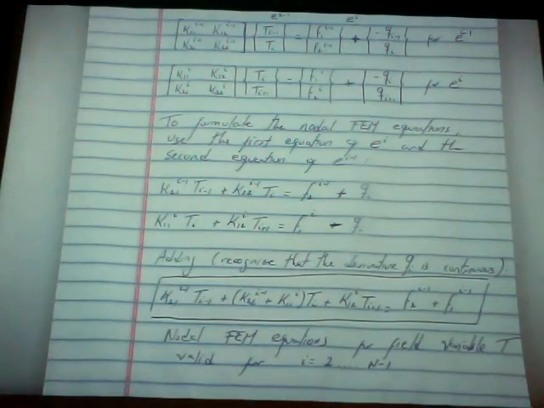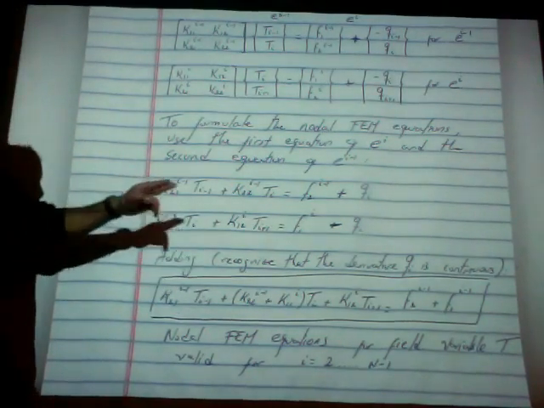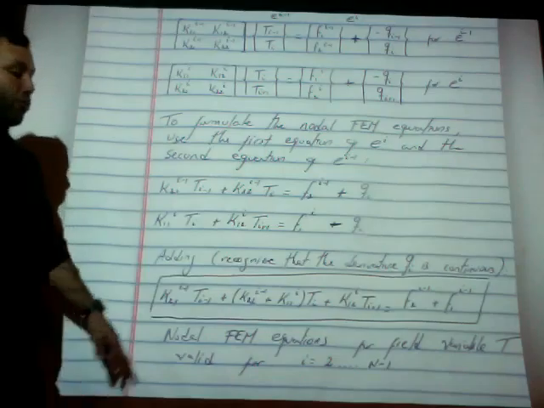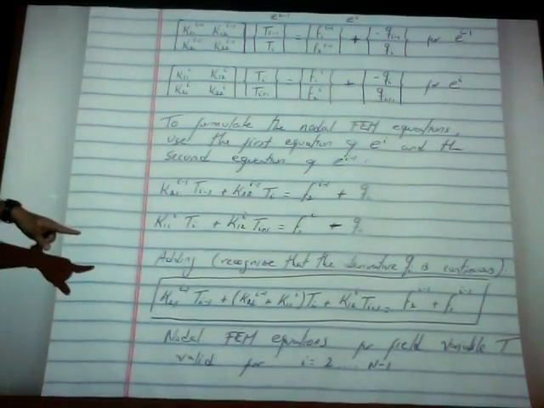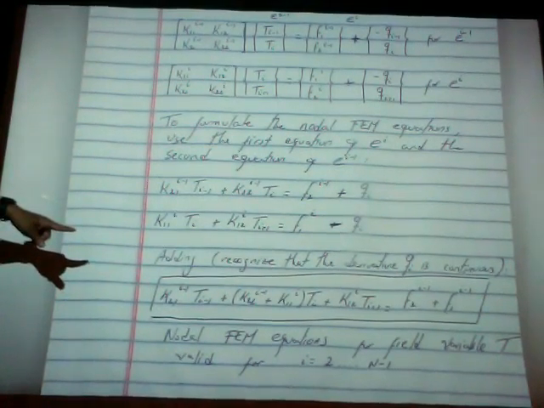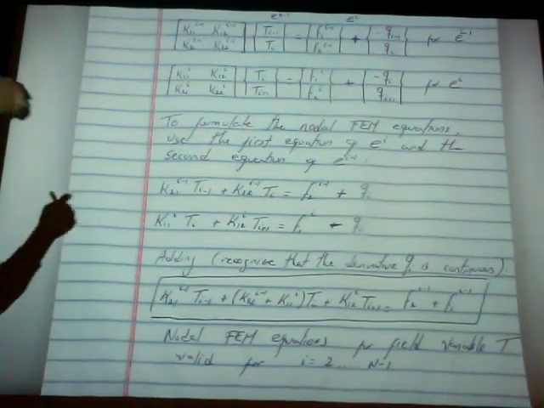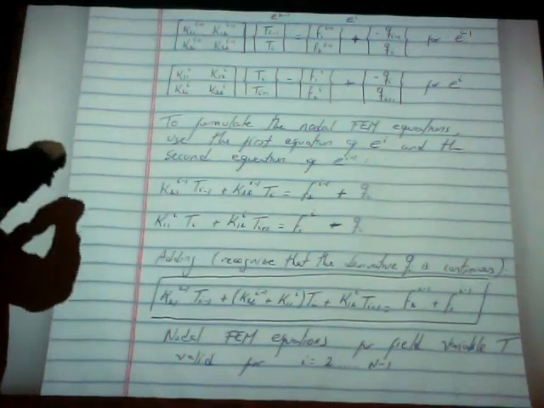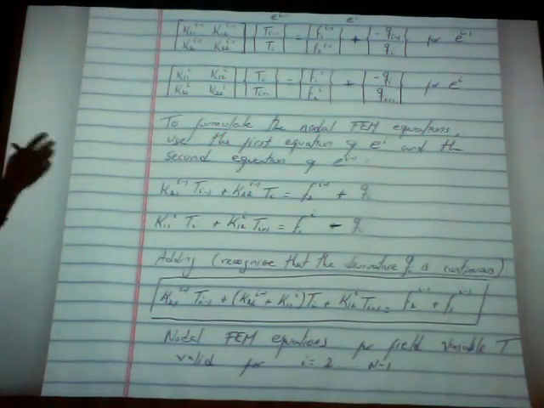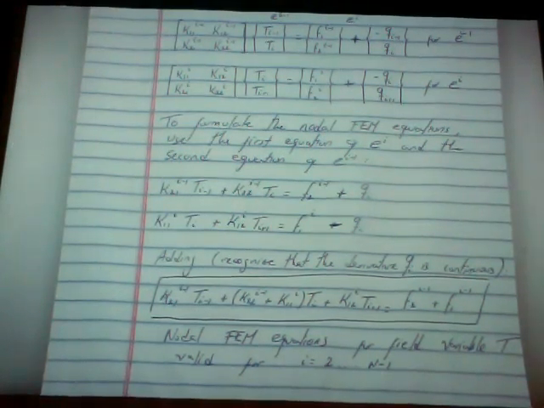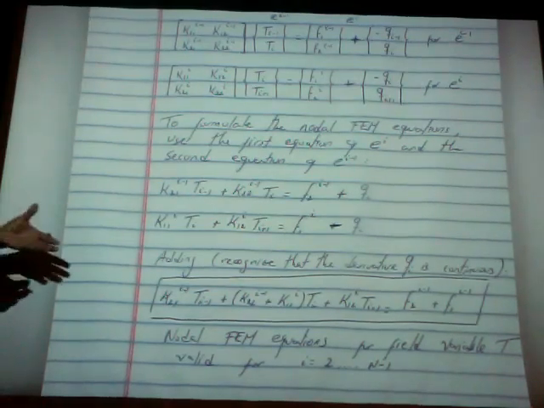This is not valid at the end nodes because it uses a temperature one node to the left and one temperature one node to the right. So we cannot evaluate this at i equal 1 because it will refer to a temperature that doesn't exist, and we cannot evaluate this at i equal n because then it will refer to a temperature past the last node that doesn't exist.